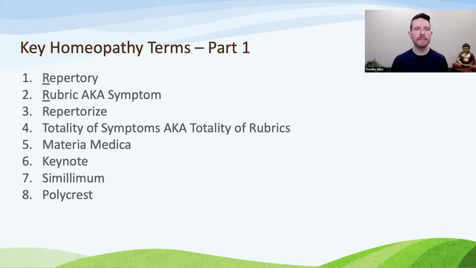Simillimum is the single remedy, the best fitting remedy. And polycrest, right? Poly, many, crest, who knows? It's a remedy of many uses, a very commonly used remedy. Rhus tox is one of those remedies, especially for arthritis, especially for joints and muscle pains. Rhus tox tends to be a very helpful remedy.